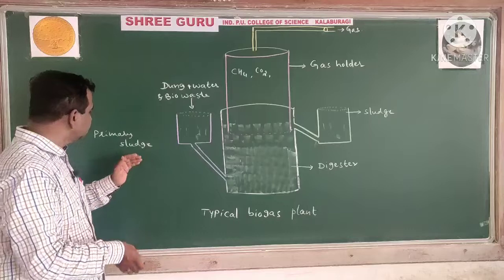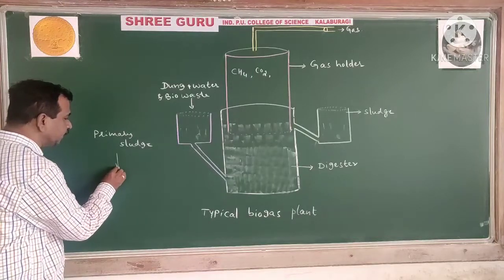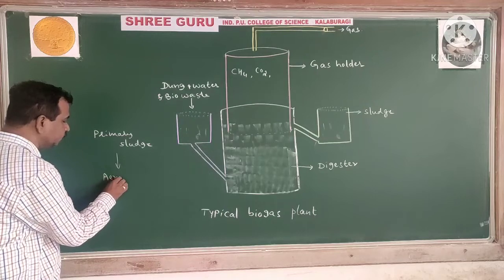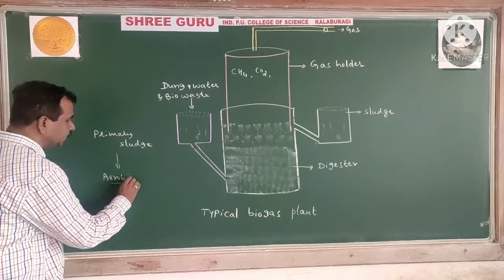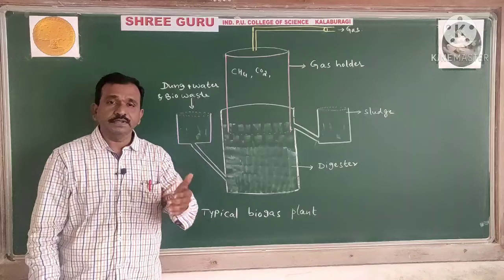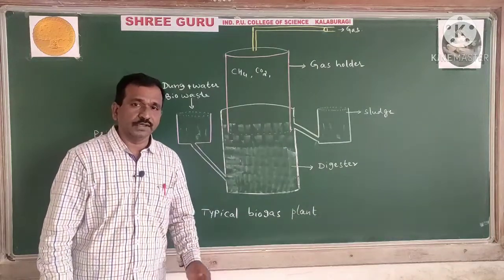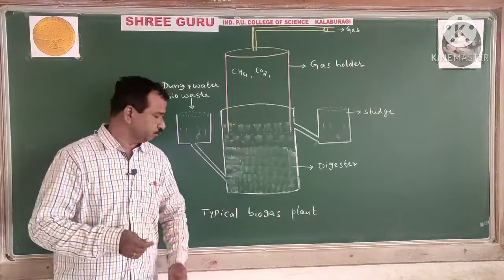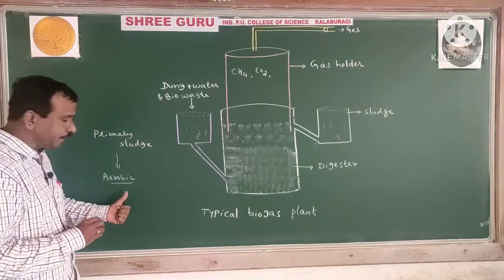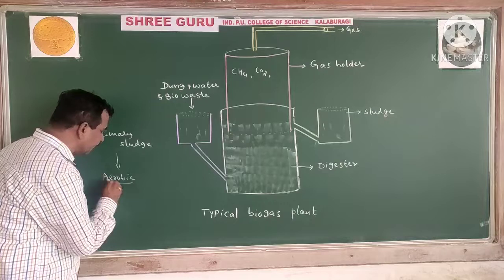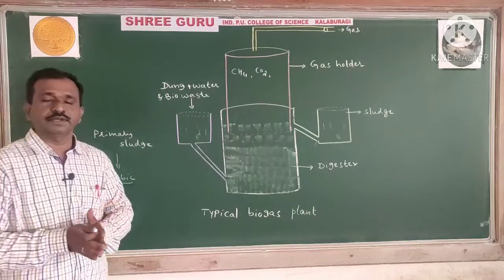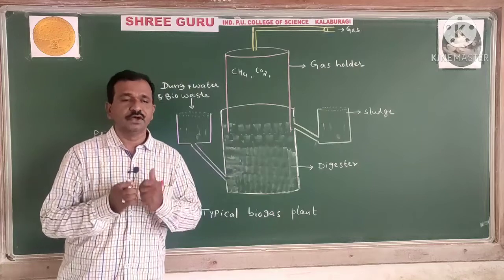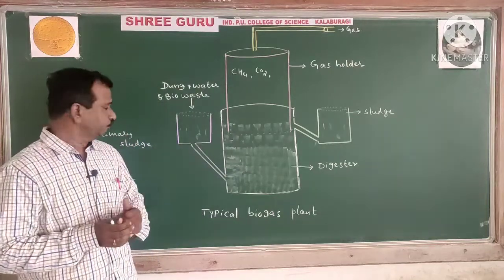Now this primary sludge enters the next tank, that is the aerobic tank. In this aerobic tank, we pump the air mechanically so that the growth of aerobic bacteria takes place more and more. So these are the aerobic bacteria. In this aerobic tank, an enormous amount of microbial activity takes place, so that oxidation of the organic matter occurs.